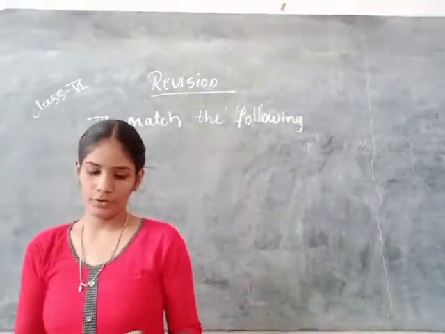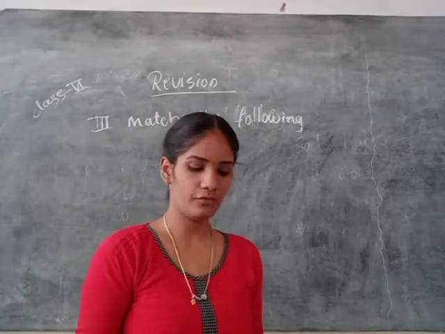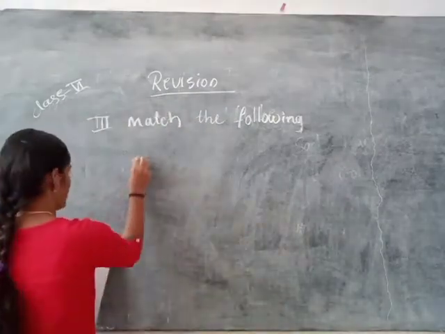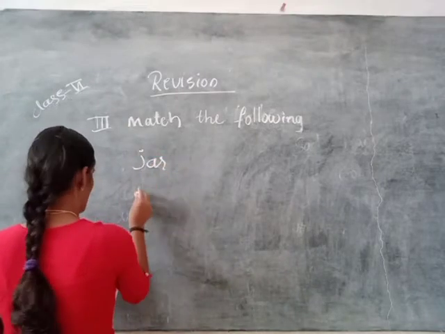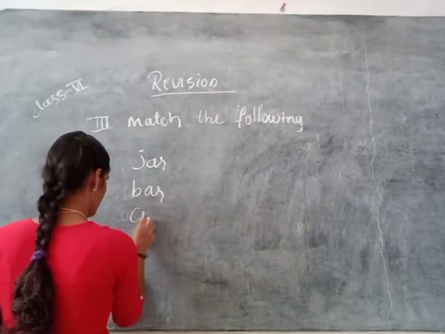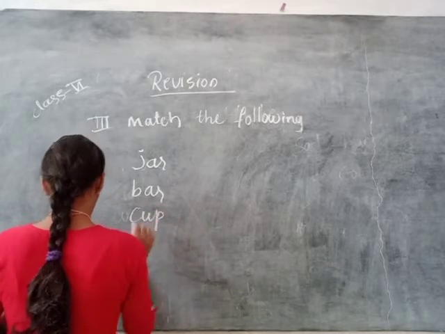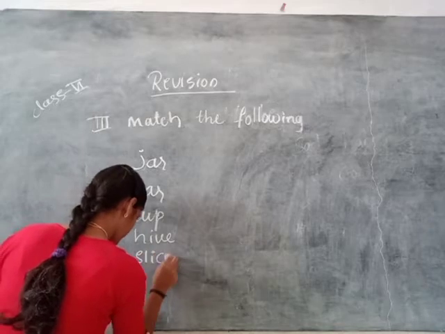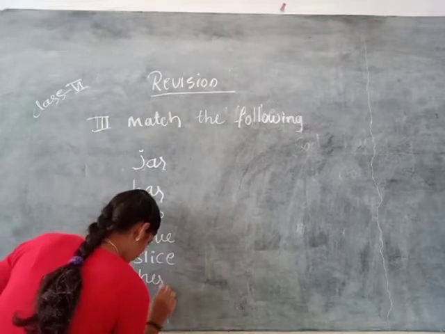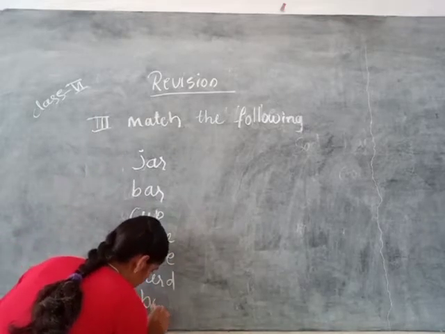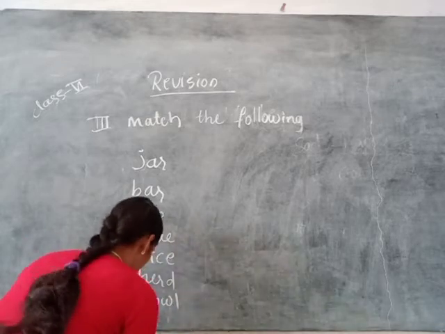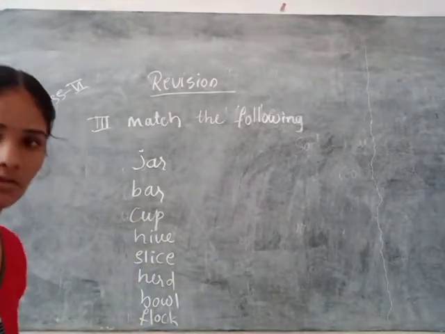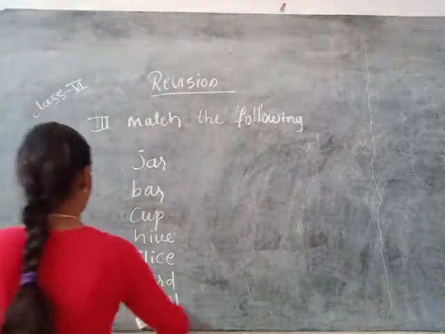How many will you have? If you have eight, match the following. So students, let us do it. So first one is jar, bar, cup, ice slice, heart, bone, clock. Lock. Once again.